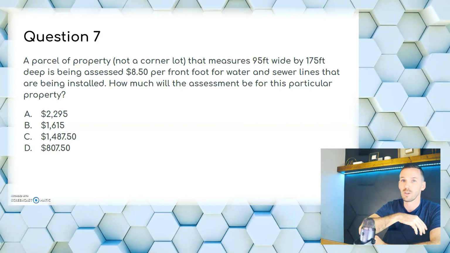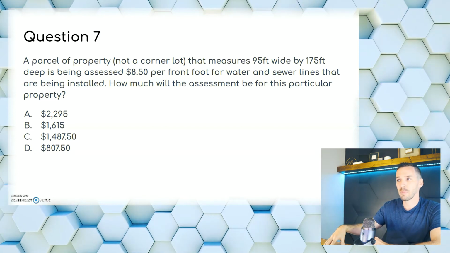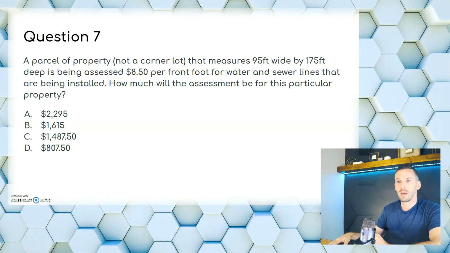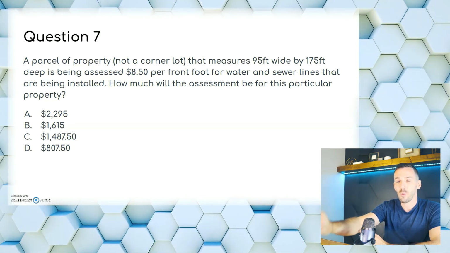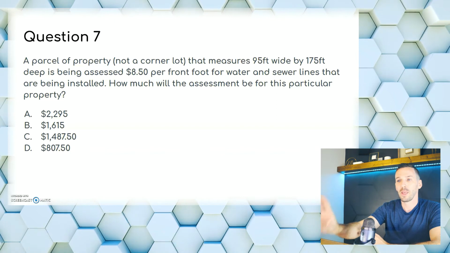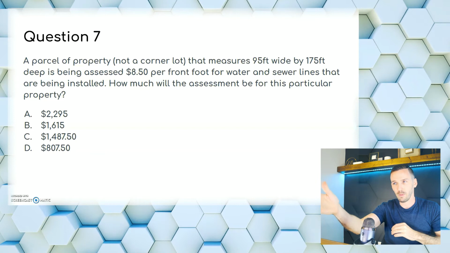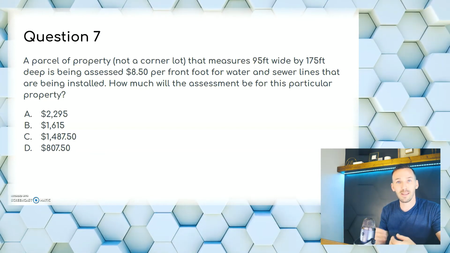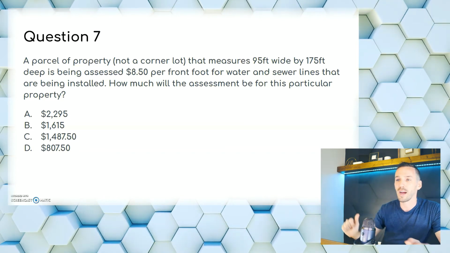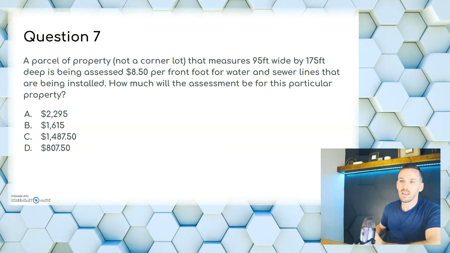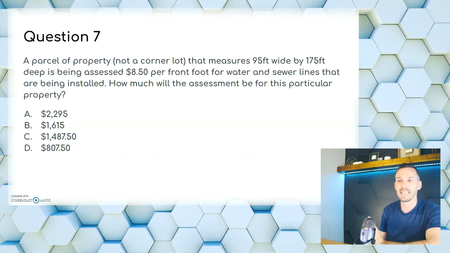This goes back to our question a while ago about special assessments. How much will the assessment be for this particular property? I'm not going to read the answers because that's just gibberish. So it's actually quite simple, although they try to trick you. You just need to take the $8.50 per front foot, that's exactly what they call it, and multiply it by the amount of front feet. That is the width. Our width is 95 feet wide. So $8.50 times 95 feet is $807.50 cost of assessment. D.